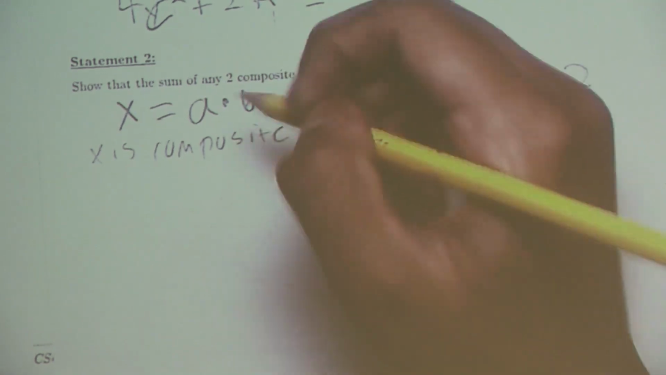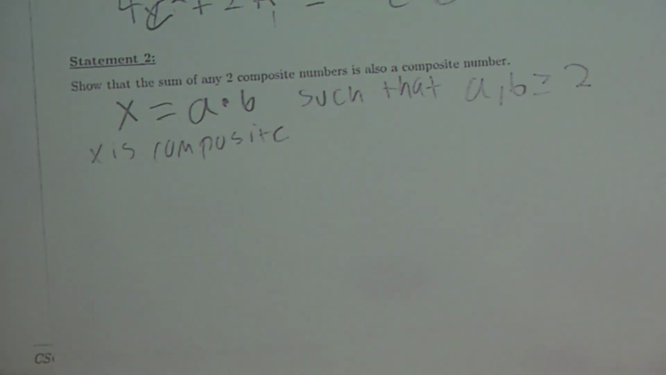Another way to think of this is that it has a factor that is not 1 or itself. I think that's the easier expression to say this. But yeah, it's not a prime number. A prime number only has 1 and itself as factors. A composite number will have one more factor that is not 1 or itself as a factor of x.